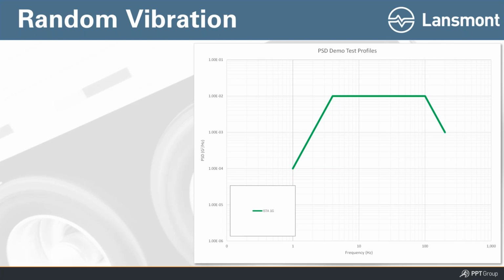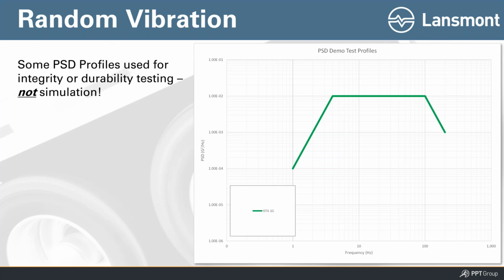You can almost think of these kinds of profiles as being like the equivalent of white noise. It's not apples to apples. White noise is a different frequency range that's audible, versus the transport frequency range, which is lower frequencies, and typically part of that is inaudible. But it's flat, just like what you would expect with a white noise profile that you might listen to on a sound machine. So this profile doesn't really simulate anything. It's used for integrity testing.